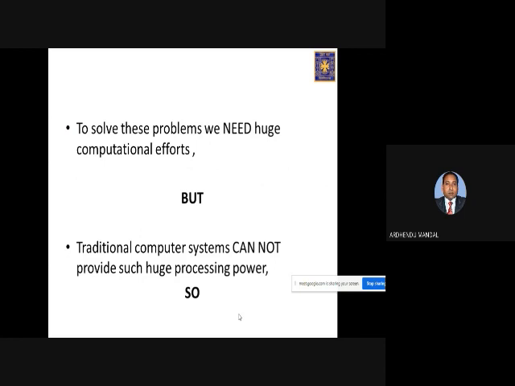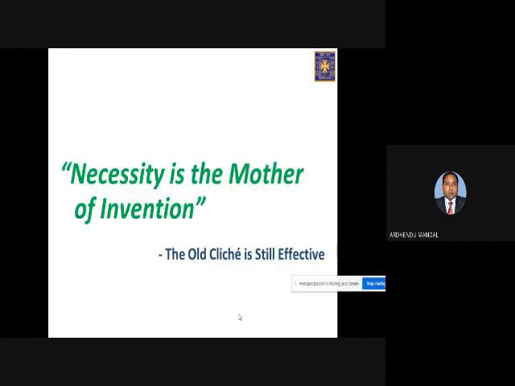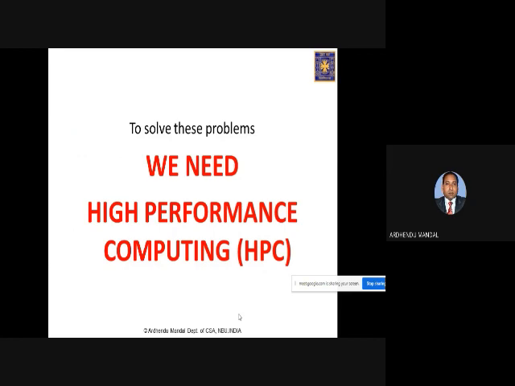So to solve this problem, we need huge computational effort. But our traditional computers cannot provide such huge processing power or capability. So what to do? That old cliche, necessity is the mother of invention, still remains correct: when we require something, we do some kind of development based on that. As we have many such applications which are not possible to solve using traditional desktop computers or laptops, we require computers that have huge computational power.